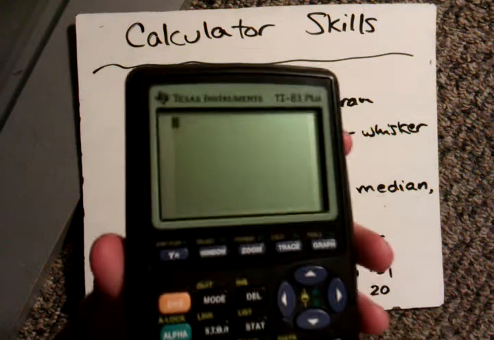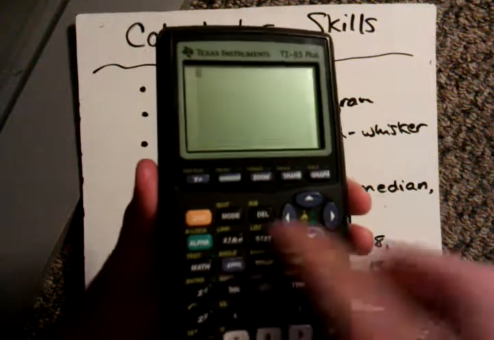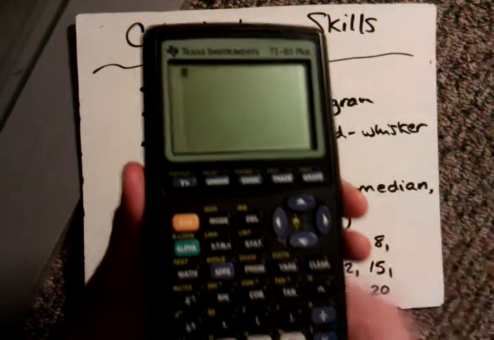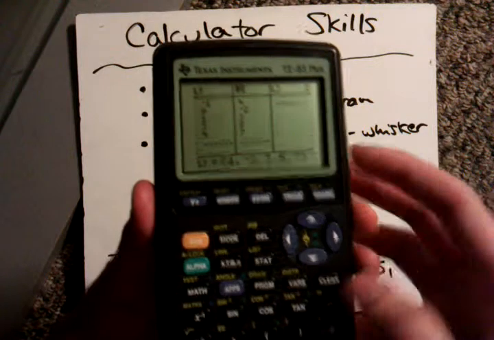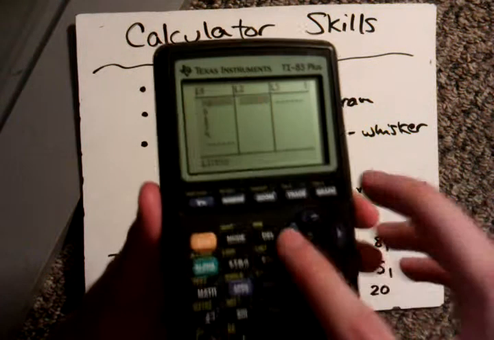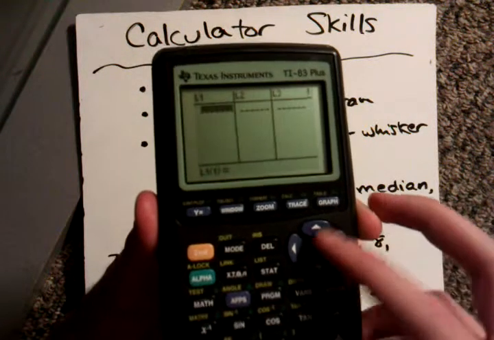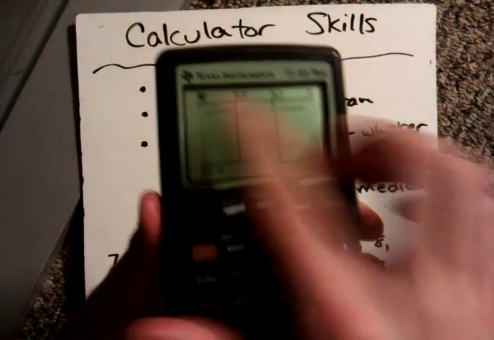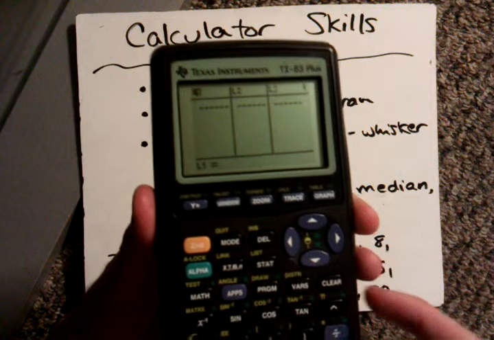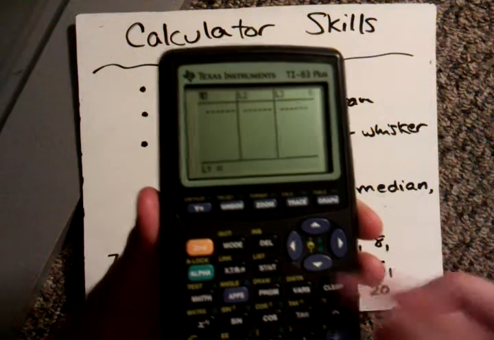So the first thing you want to do is go to the stats. So we're dealing with statistics here. So go to stat and edit. And we want to clear out whatever's in there already to make room for our new data that we're going to type in. So to do that, you just highlight the column you want to clear, press the clear button, and then hit enter. And it'll clear that column out for you.